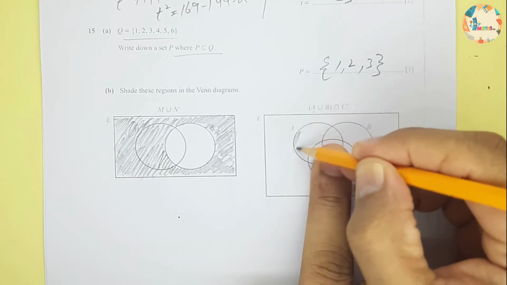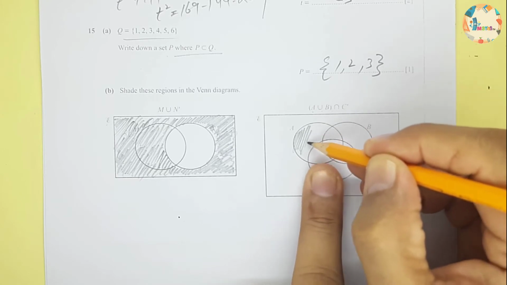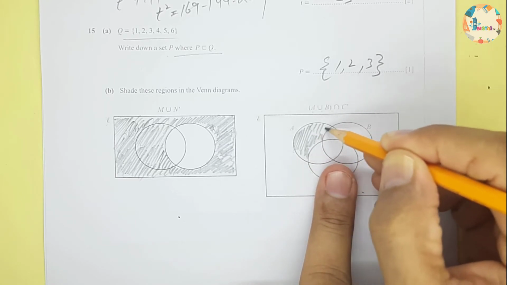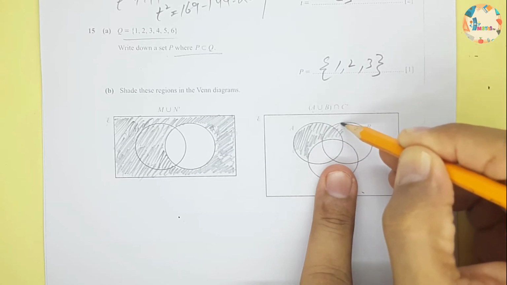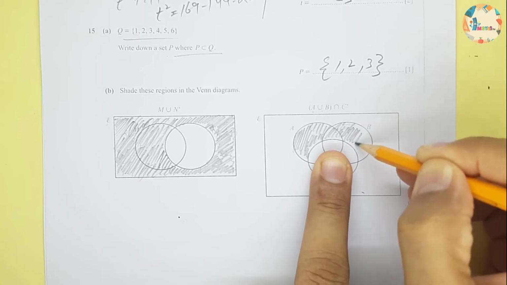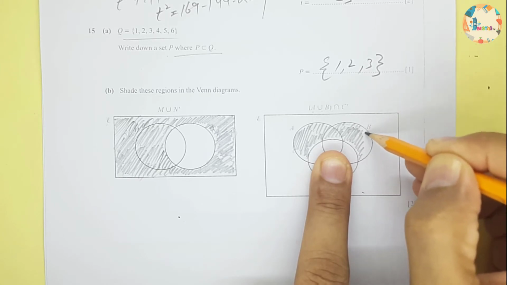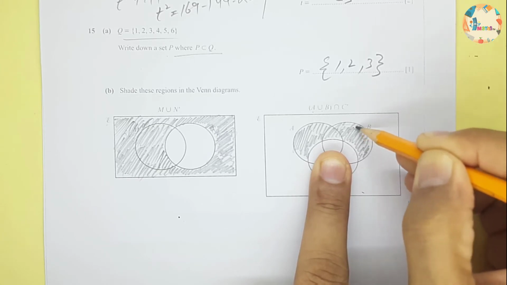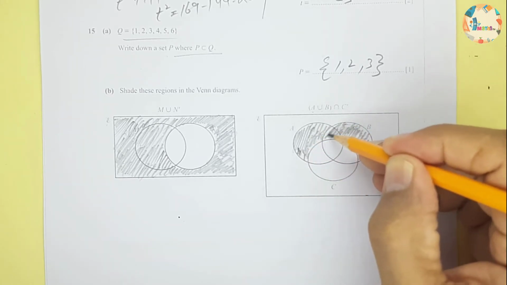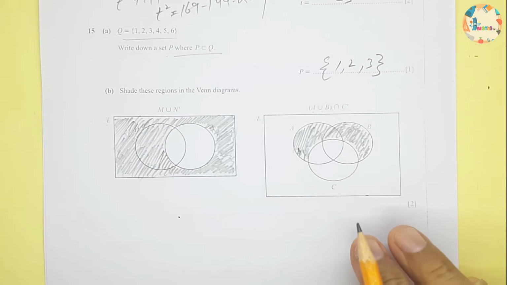So if we shade that one, that will be up to this, including this one, and up to this. It will be the answer to this part. Hopefully you understood this as well.